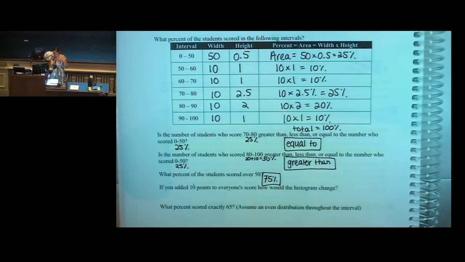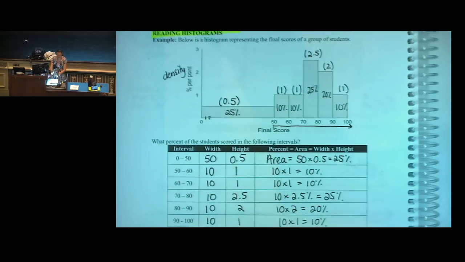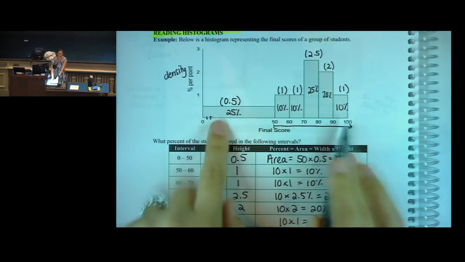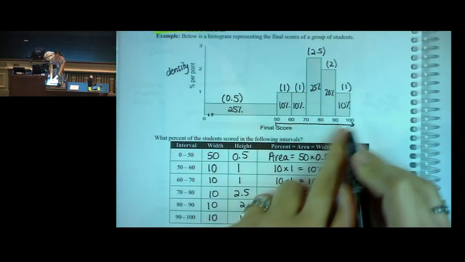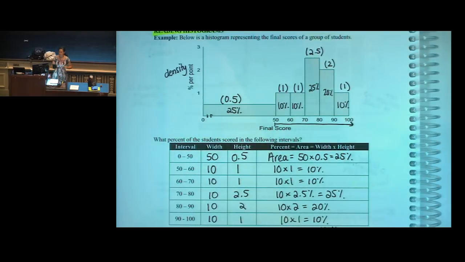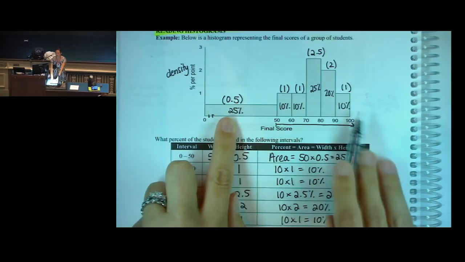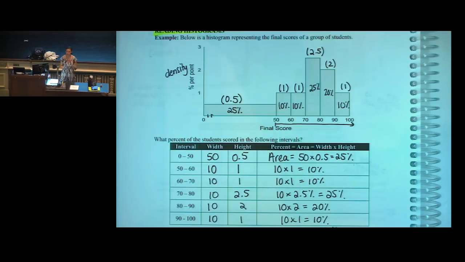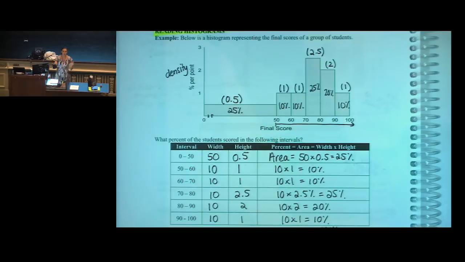All right. What else? It says if you add 10 points to everyone's score, how would the histogram change? So basically, if I took all these people and added 10 points to their score, now my range would be 10 to 110, right? The person who got 0, now they'd get a 10. The person that got 100, now they get 110. So all I would do is shift this histogram 10 points to the right. The shape wouldn't change because I'm doing the same thing to everyone's score. The distribution doesn't change, just the x-axis goes over 10 points to the right.